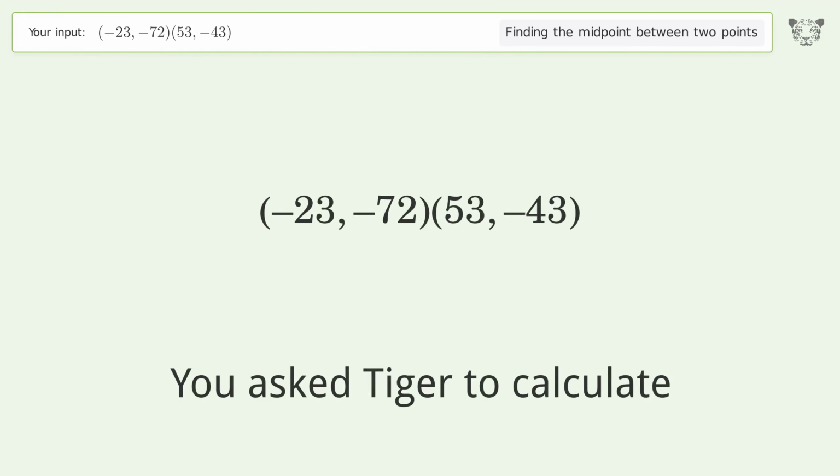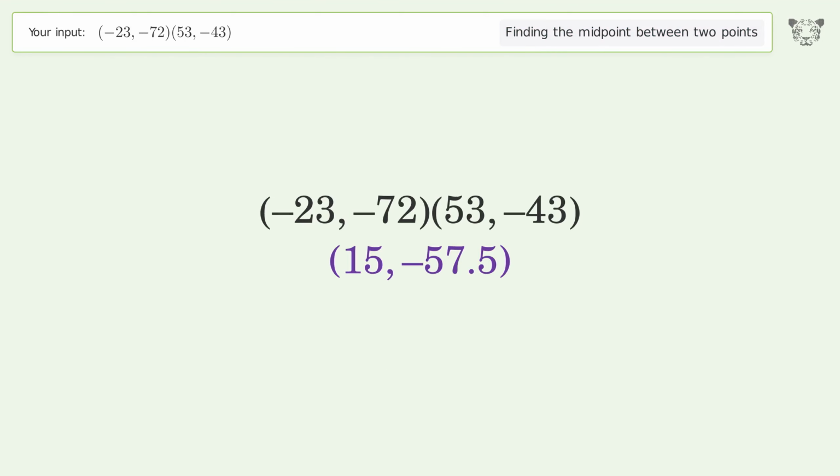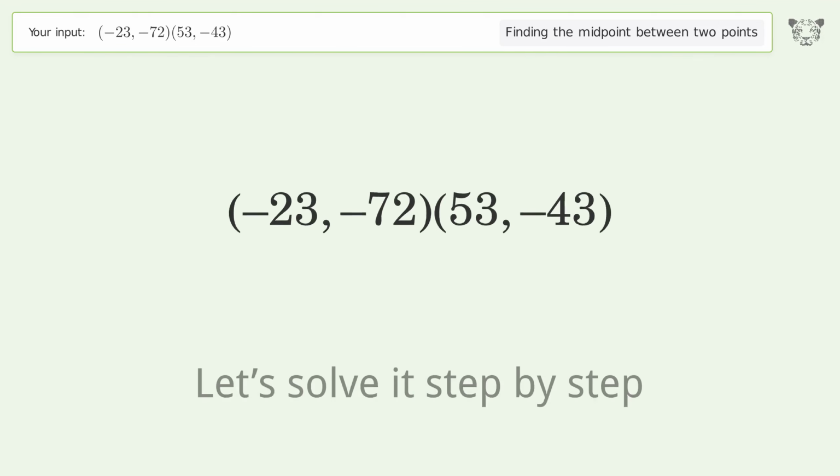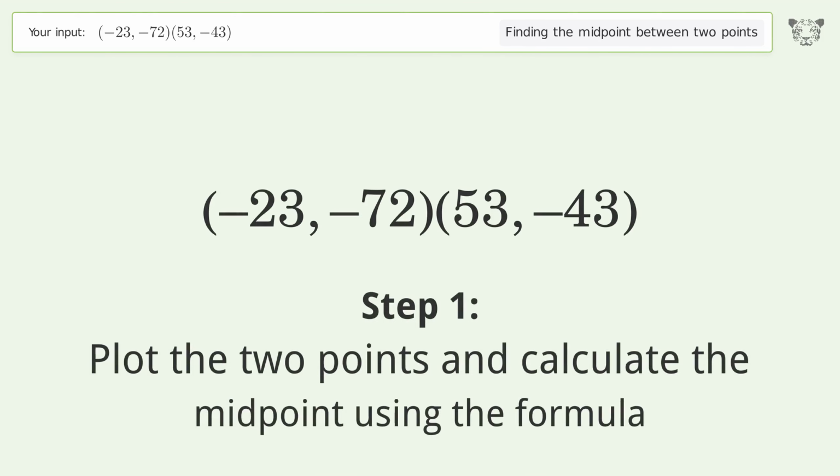You ask Tiger to calculate. This deals with finding the midpoint between 2 points. The midpoint between the 2 points is 15, negative 57.5. Let's solve it step by step. Plot the 2 points and calculate the midpoint using the formula.